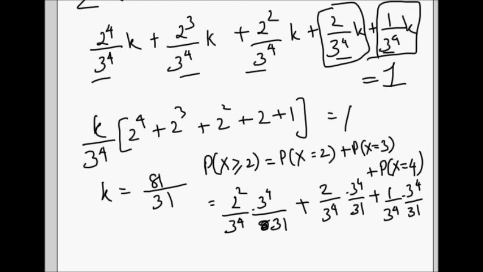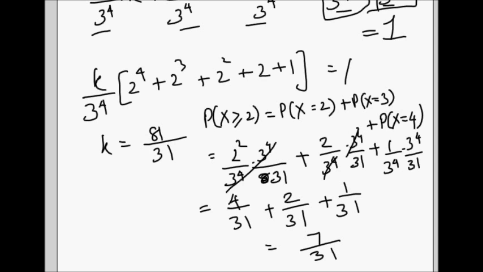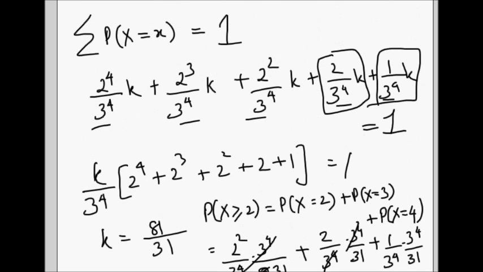Okay, which would be 4 over 31 plus, 3 power 4 cancels, 2 over 31 plus 1 over 31, which is actually 7 over 31. Okay, and that's it for the question here.